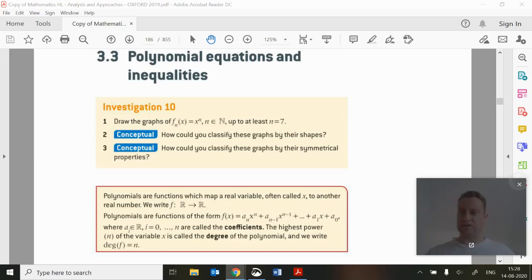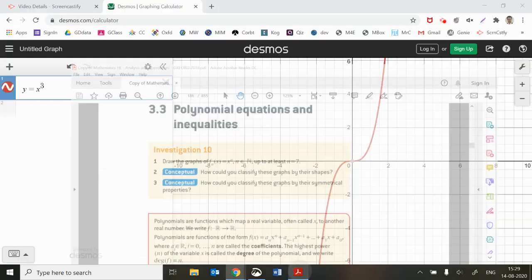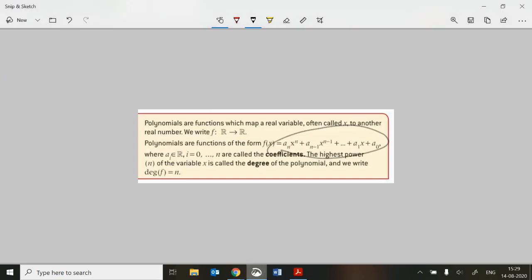Okay, so let's look at the definition to start off with that they give. So they talk about the polynomials are functions which map a real value, often x, to another real number, and we're just talking about mapping R to R. So you can see that this is not currently about complex numbers. This is just talking about polynomials. So polynomials are functions in this form.